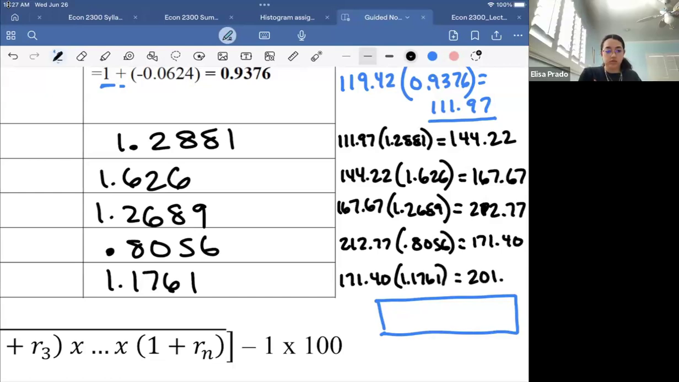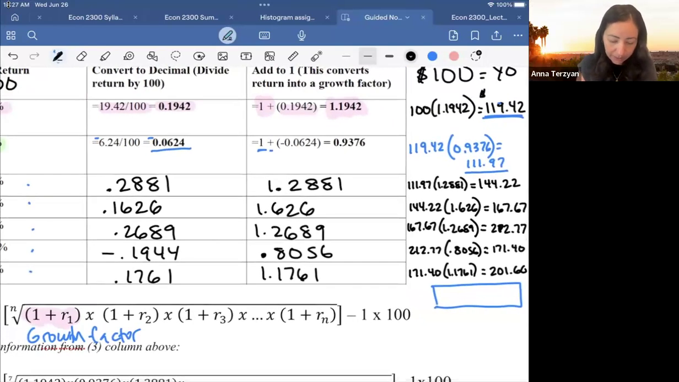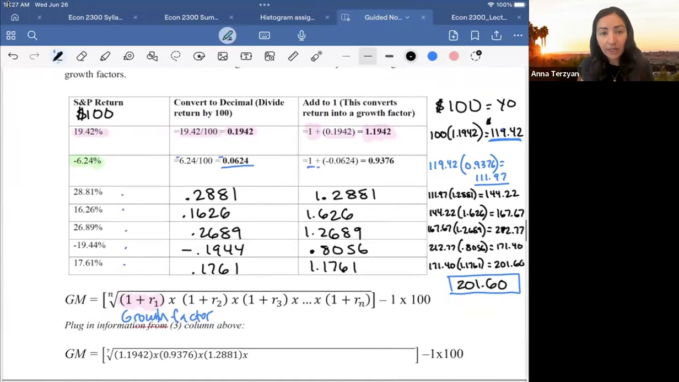$201.60. Okay, perfect. So at the end of this 1, 2, 3, 4, 5, 6, 7 period progression, we went from $100 to $201.60. So overall, we actually doubled our money in that time period. If you invested 1,000, you'd have 2,001, or 2010, etc. So you're basically doubling. In this case, you doubled our investment during that 8-year or 8 period time.